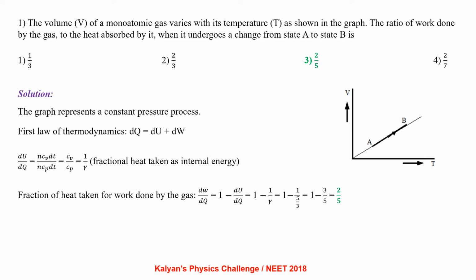Applying first law of thermodynamics, dQ equals dU plus dW. dU by dQ, that is the amount of heat energy given to the gas that goes into internal energy, can be given by 1 by gamma. Then fractional heat taken for work done by the gas, dW by dQ, is 1 minus dU by dQ, that is 1 minus 1 by gamma. Since the gas is monoatomic, the value of gamma is 5 by 3. Upon simplification, we get the fractional amount of heat taken as work done as 2 by 5.